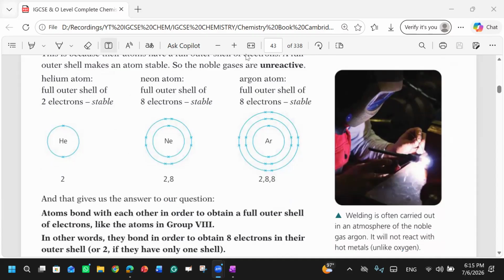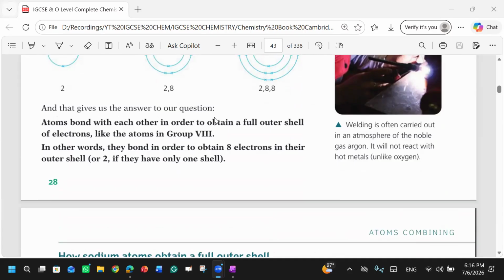Then that gives us the helium atom a full outer shell of two electrons, stable. Following which rule, duplet or octet? Helium follows the duplet. Neon atom has a full outer shell of 8 electrons, stable, uses the octet rule. And argon has a full outer shell of 8 electrons, stable, uses the octet rule.